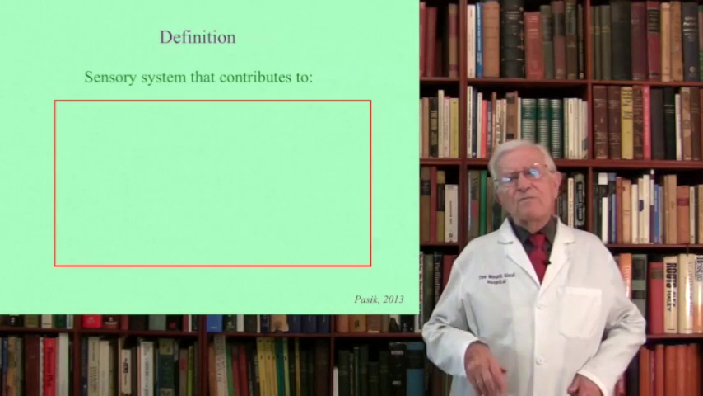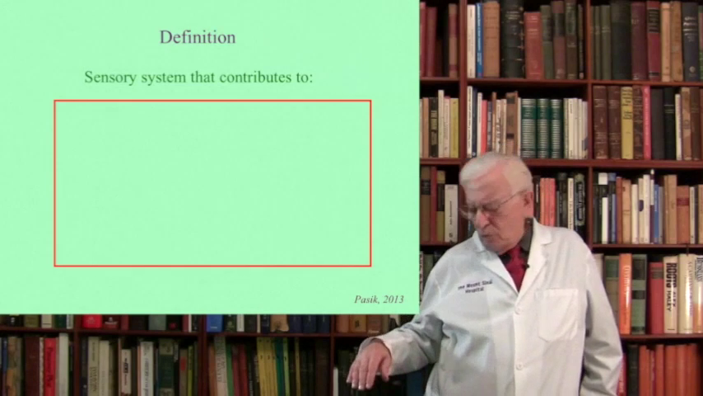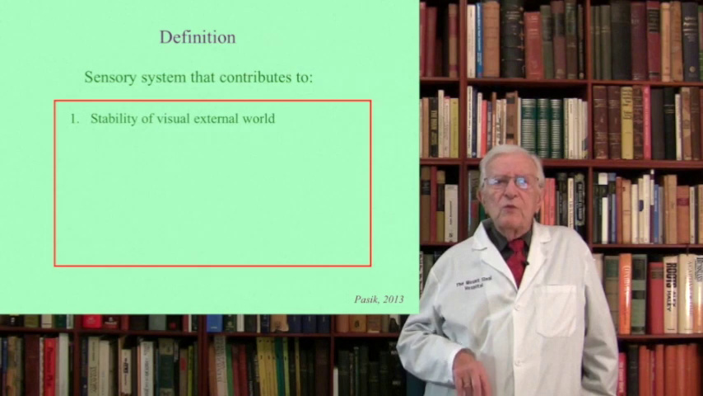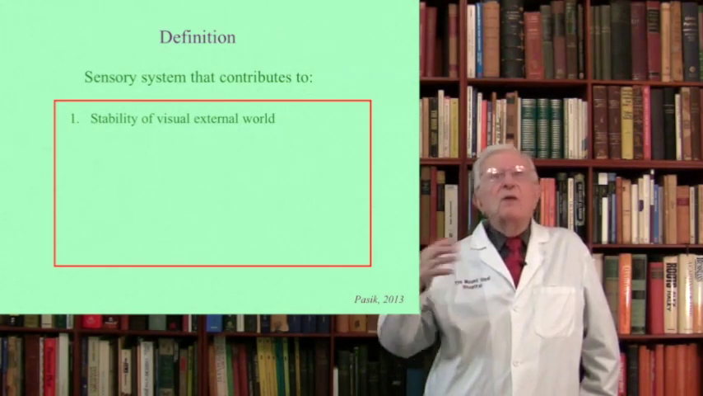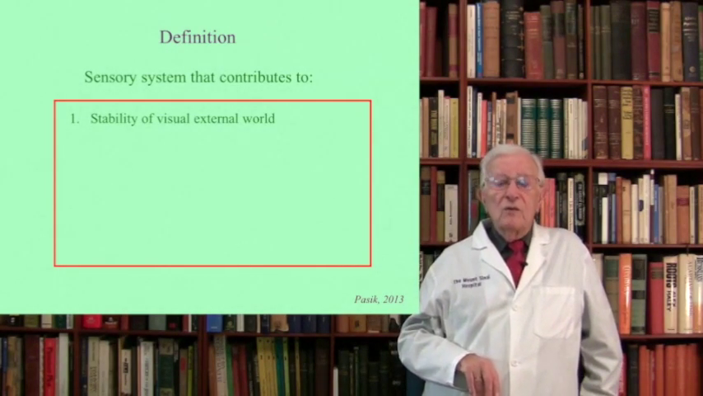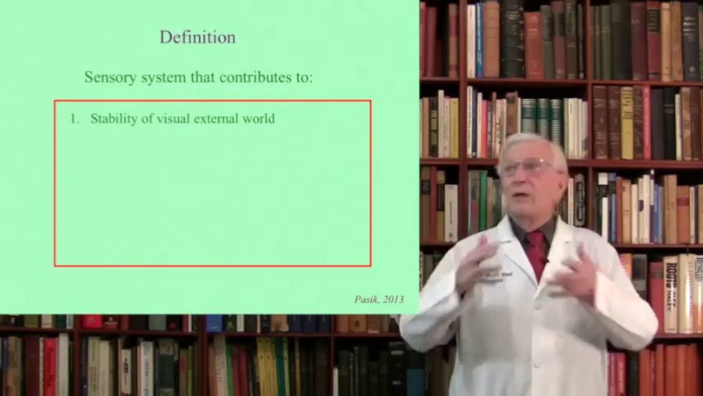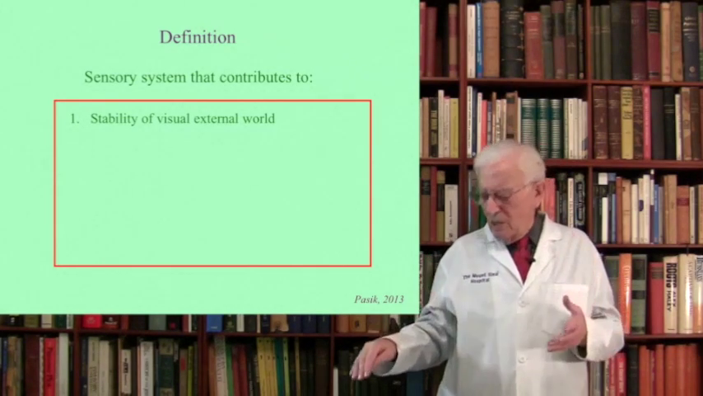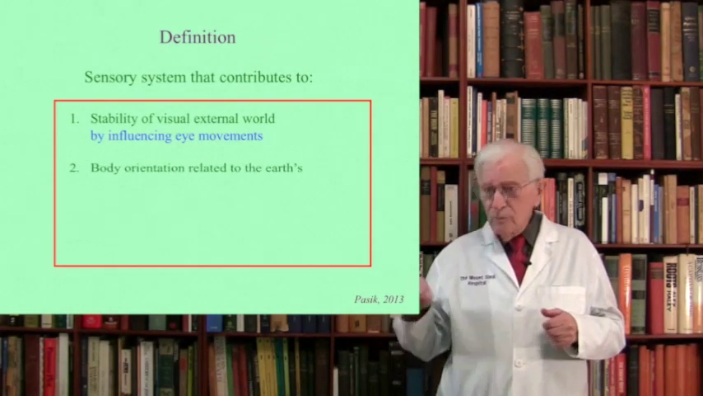I put here first a definition of the system that more or less resembles the objectives, but maybe it's a little more specific. Because what does it mean, stability of the visual external world? Well, when you move around, the world moves on your retina, as we're going to see eventually in vision, right? And you have to compensate for that, because you would see that anytime you move, the whole world moves. The vestibular system takes care of that by influencing eye movements, as we're going to see.